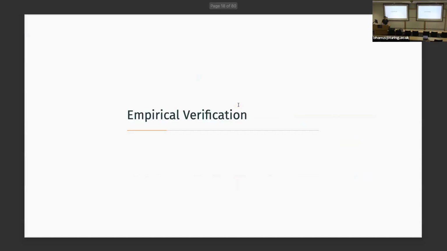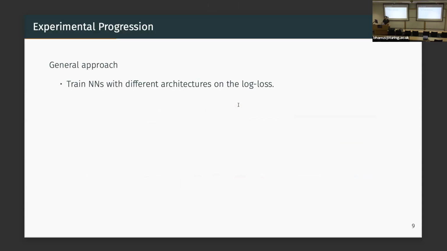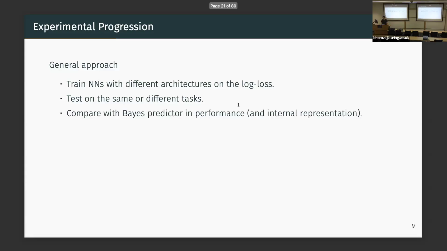Okay, so from now on, it's going to be pretty much empirical verification. What we're doing is essentially taking neural networks with different architectures, could be recurrent neural networks or transformers. We just want to test whether these standard practice architectures in deep learning are sufficient for us to see if they're approaching the Solomonoff limit. And we're going to test the trained model on the same task, or on slightly different distributions, just to see whether they generalize in a way we would expect from Solomonoff induction.